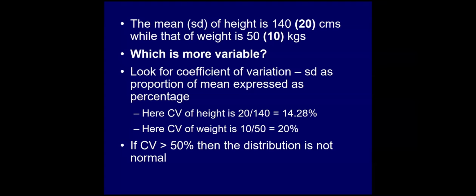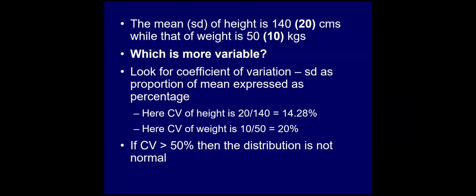If your coefficient of variation is more than 50%, or the simple way of telling it, if your standard deviation value is more than half of the mean. For example, in weight, if the standard deviation was more than 25, then I am sure that it is not normally distributed. If in height, the standard deviation is more than 70, I am pretty sure that it is not normally distributed. That is how it is.